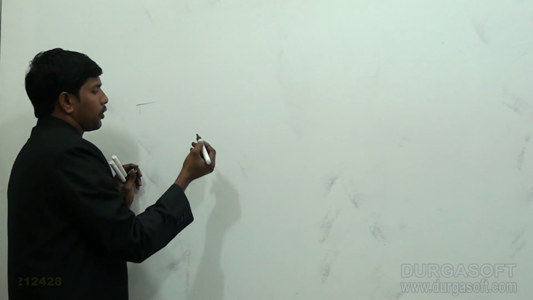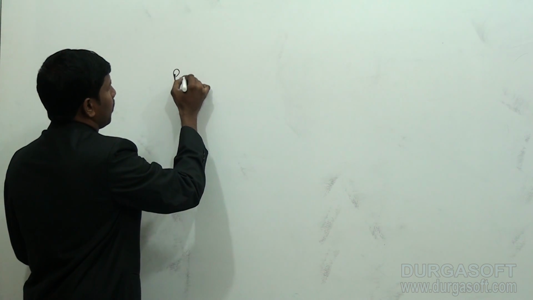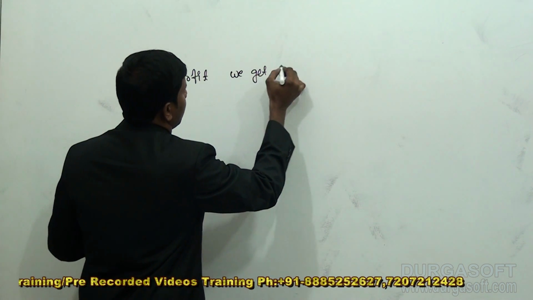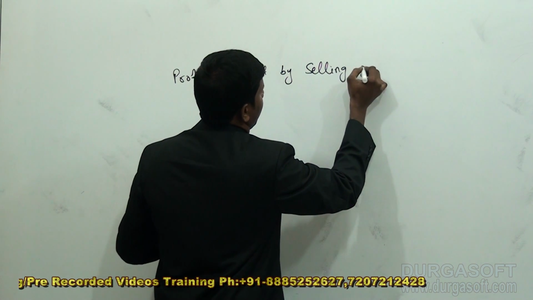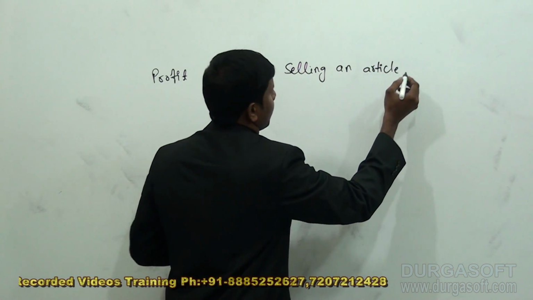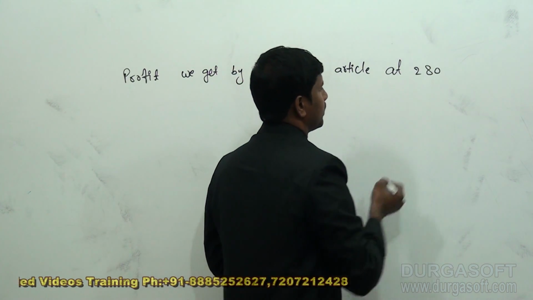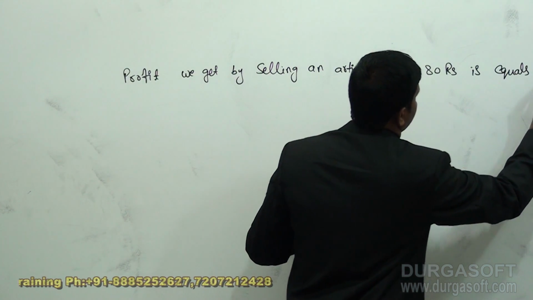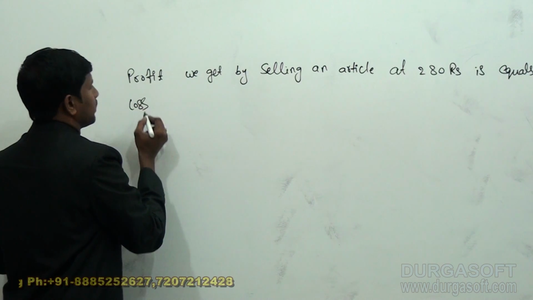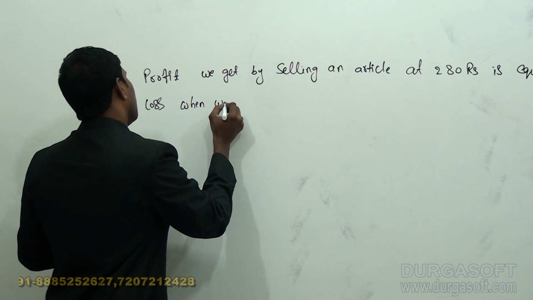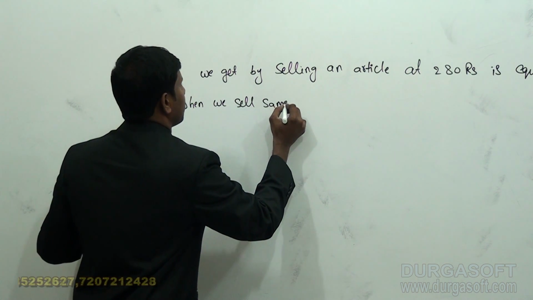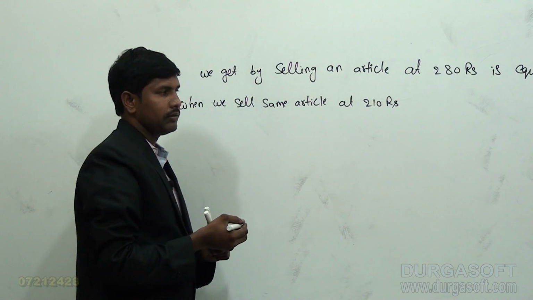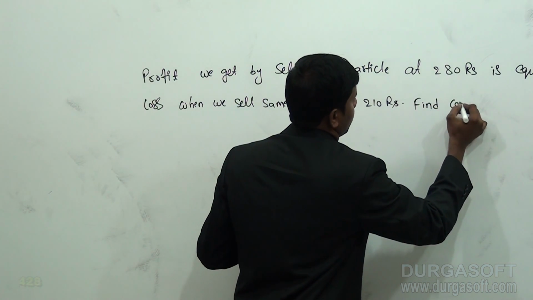Next, the question is: the profit we get by selling an article at 280 rupees is equal to the loss when we sell the same article at 210 rupees. Find cost price.